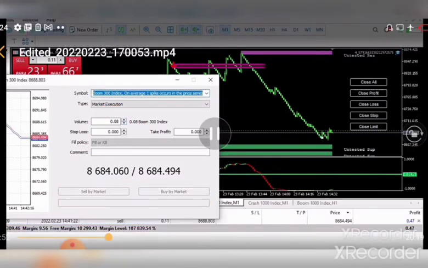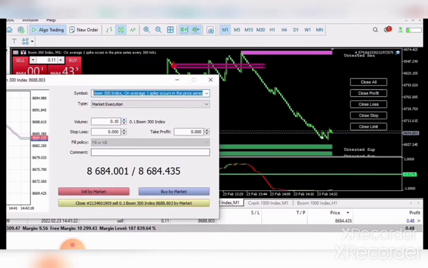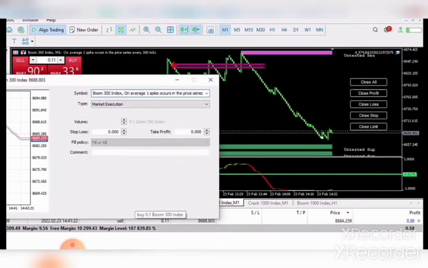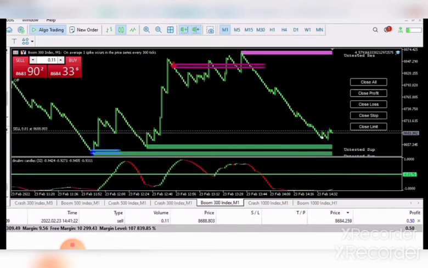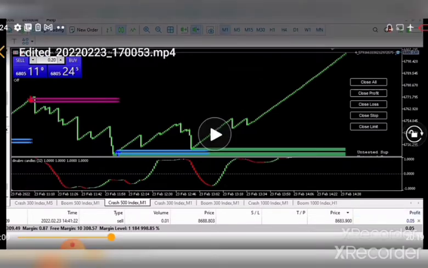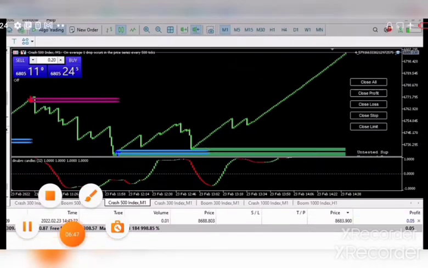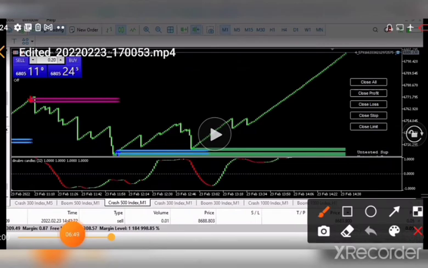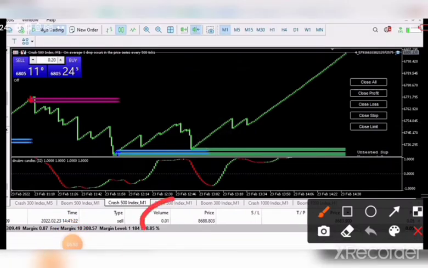You see what will happen? Okay, when you click on it now, you see what we have here. The volume has reduced to 0.01. You can't just open a trade at 0.01 like this, except you go through this process I just told you.